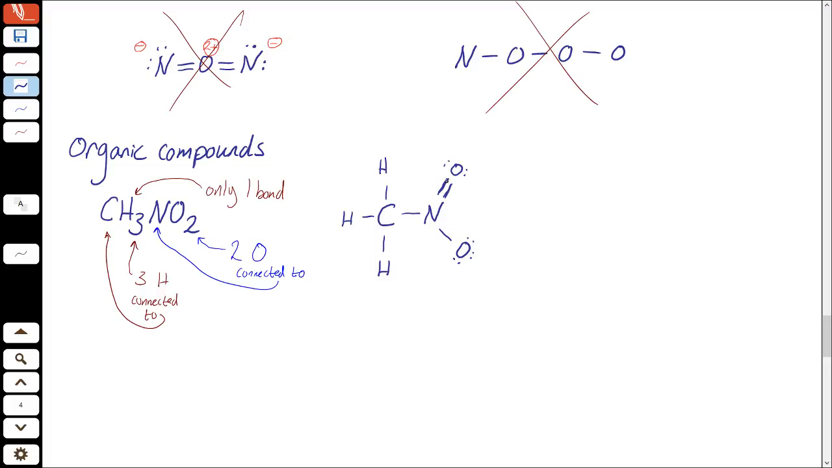And then that's pretty much done. We can also notice a couple other things here. If you were to calculate the formal charges, you would find a negative formal charge on oxygen and a positive on nitrogen, and everything else would be 0. So that's reasonable.